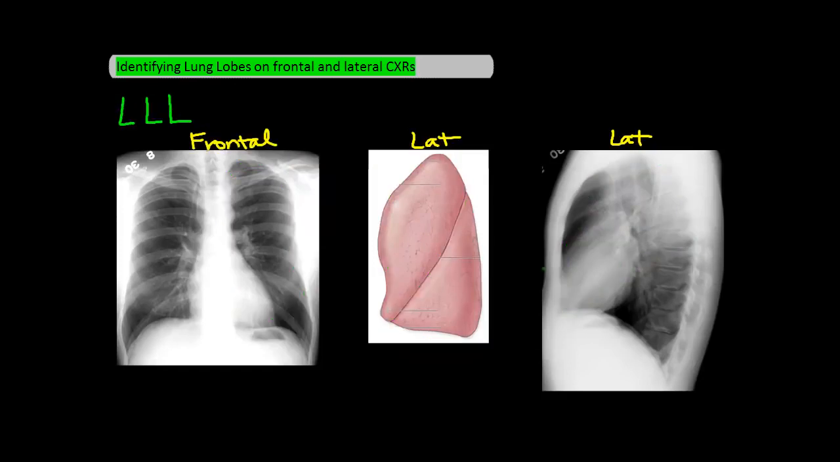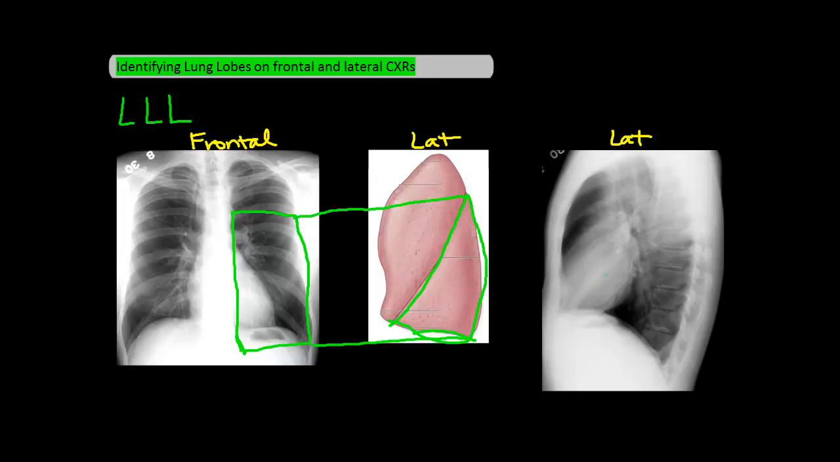Lastly, we have the left lower lobe, which is here on the diagram, and here on a frontal x-ray. And like the left upper lobe, it encompasses a bigger area than you would think, but it makes perfect sense if you draw lines from the diagram.